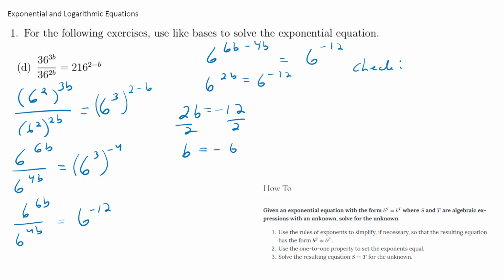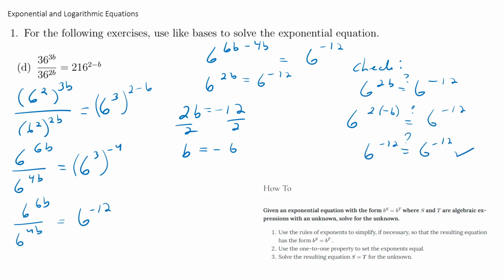I think I'm going to use the simplified version here, where we had 6 to the 2b equals 6 to the negative 12, right? So we want to check this. So does 6 to the 2 times negative 6 equal 6 to the negative 12? So 6 to the negative 12 does equal 6 to the negative 12, so that checks out. So we see that our b value here is negative 6. So if the bases aren't the same, check and see how to make those bases the same, right?